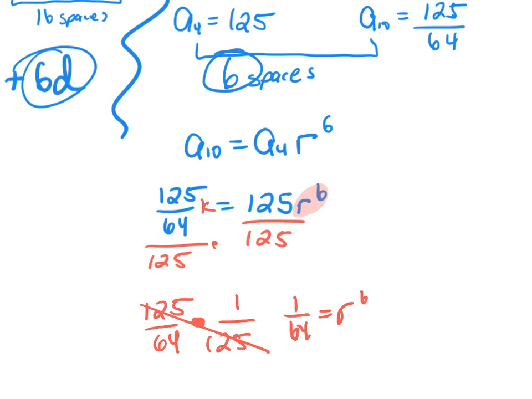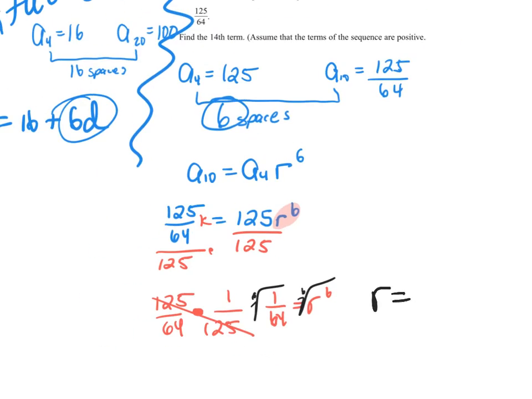So what would I do? You do the root. Yep. You take the 6th root. If I do the 6th root on one side, I do it on the other. So r equals. Guys, what number times itself 6 times gives me 1? Just 1. What number times itself 6 times gives me 64?